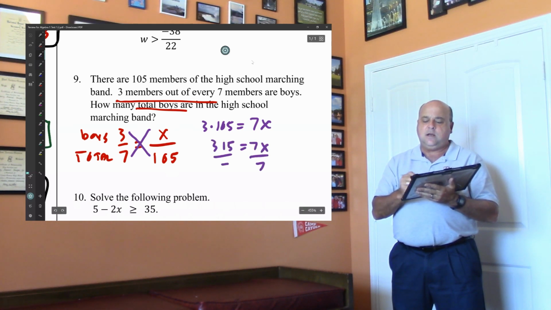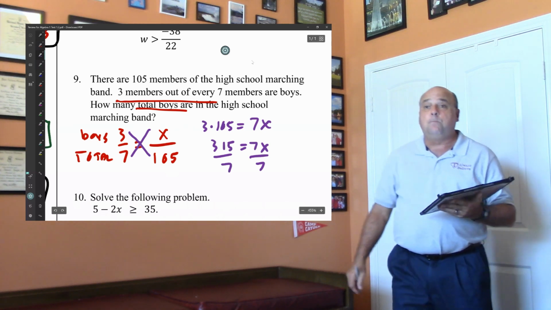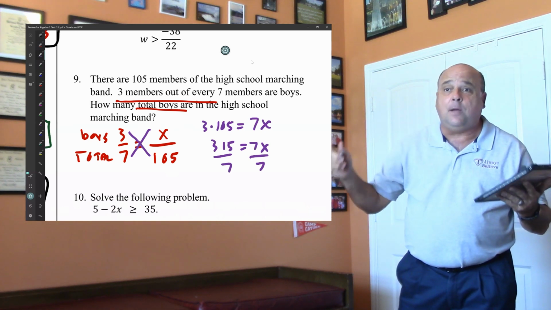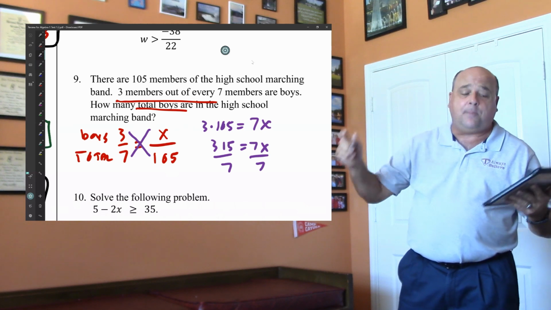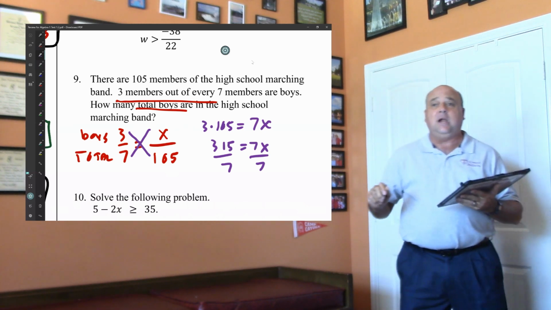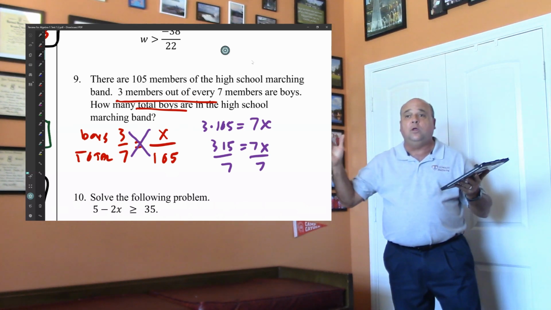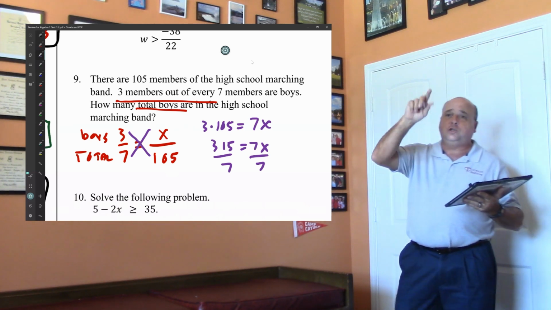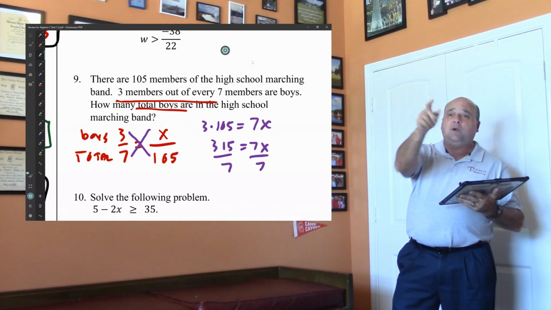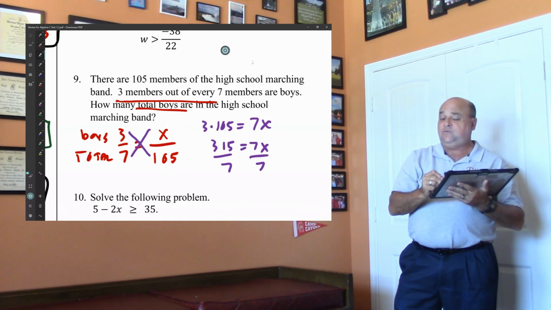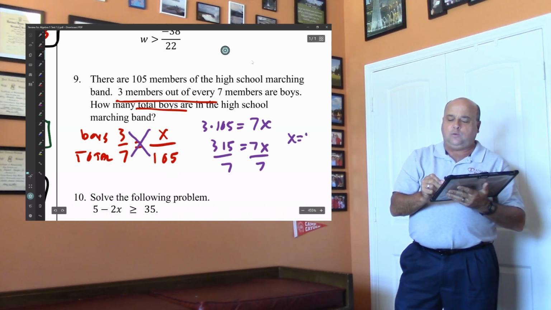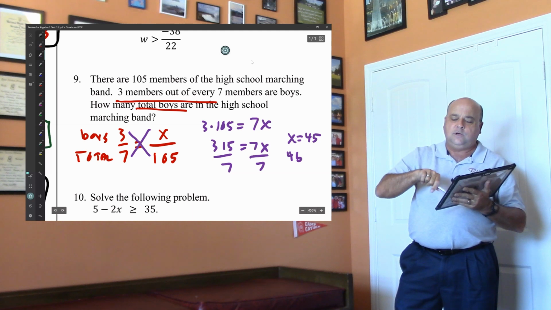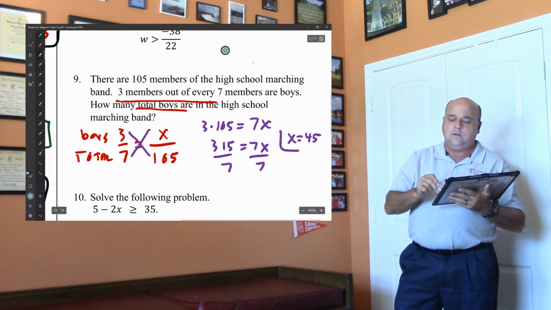Divide by 7. Do not use the bat and the ball. When we start putting algebraic expressions in these proportions, it will not work. So make sure you're showing your cross products. 315 divided by 7 is 45. So x equals 45, which means there's 45 boys in the band.